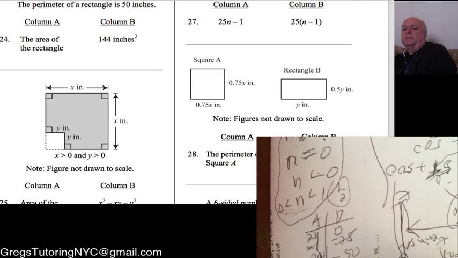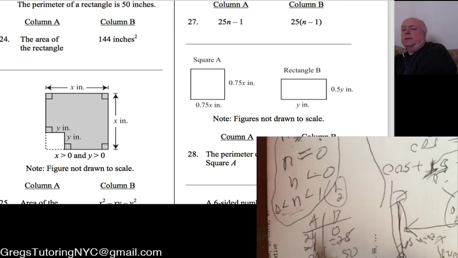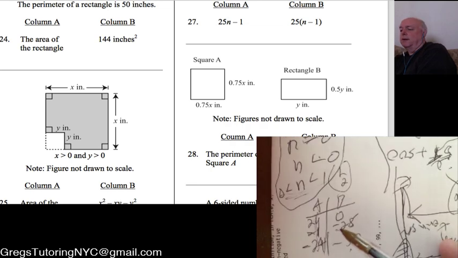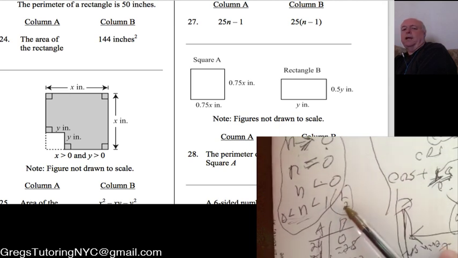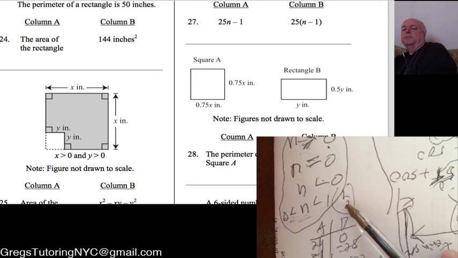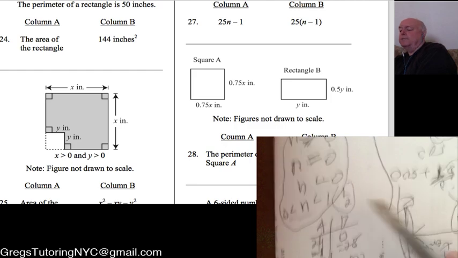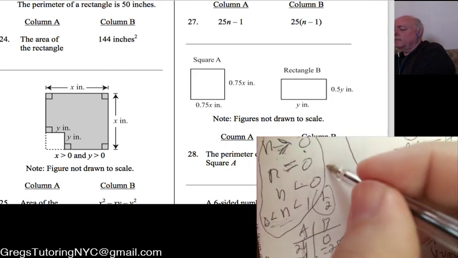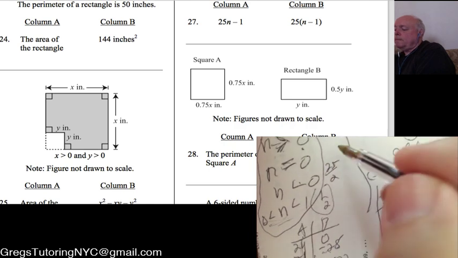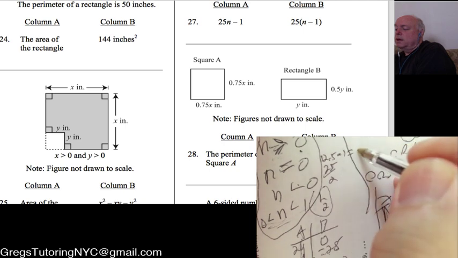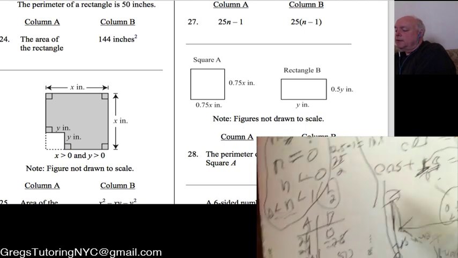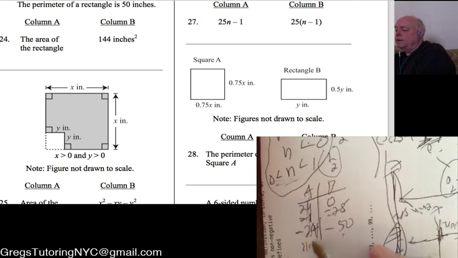Okay, minus 50. So A still wins if I'm doing all my math right. And then I'm just going to stick something in, like, let's work with a half. So we have 25 halves, which is 12.5, minus 1 equals 11.5. So for that we get 11.5 here.